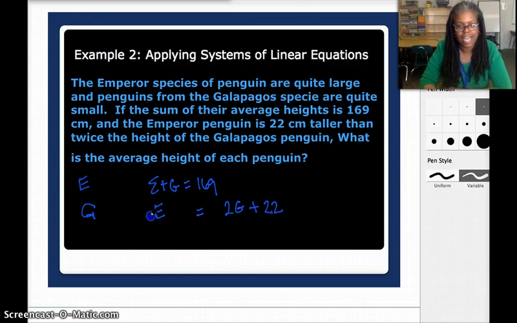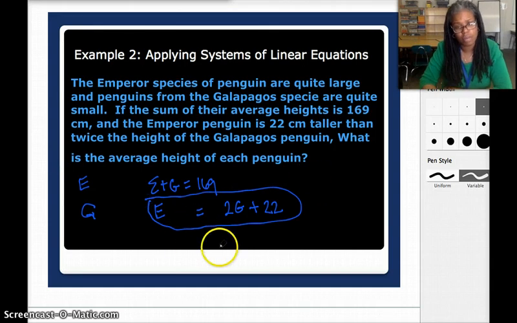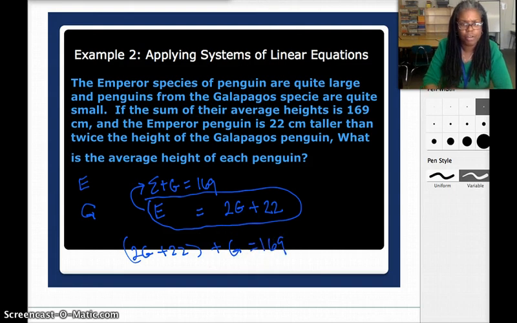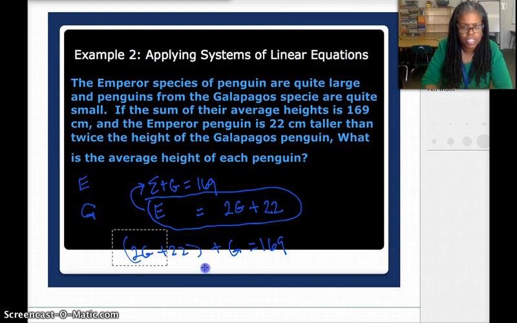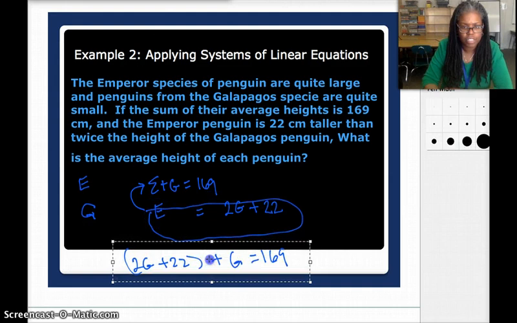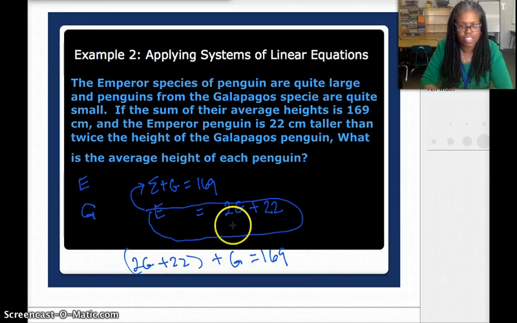But I like this because now E is solved for. And this to me screams substitution because E is already solved for. So I'm going to use this to plug it in here. So I'm going to do 2G plus 22, that's what E is, plus G again is equal to 169. Let me shift this somewhere. All right, there we go. So this is the equation that we're working on.